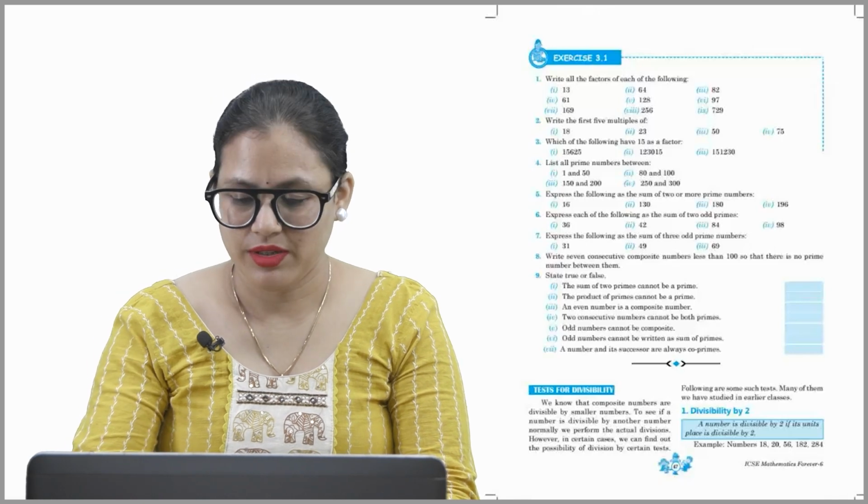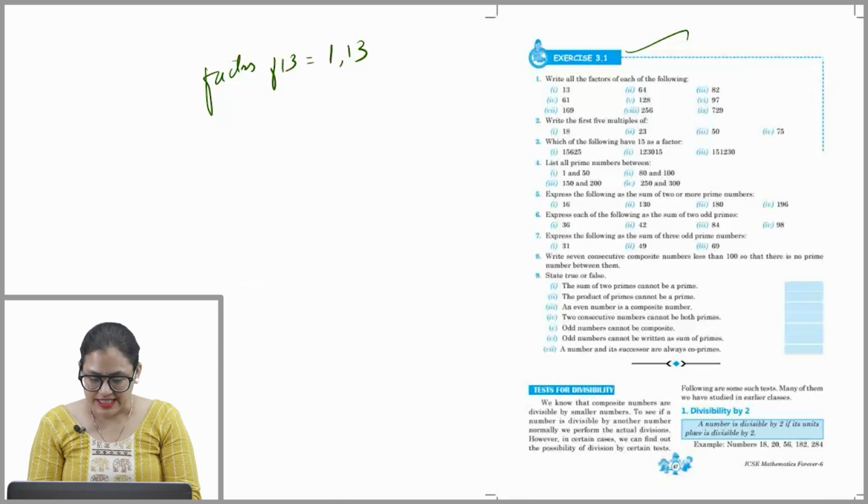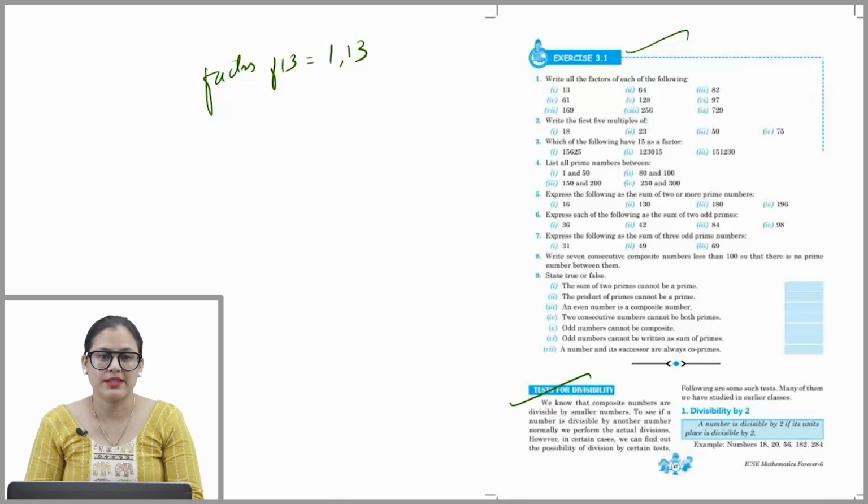Exercise 3.1. Write all the factors of 13. So, 13 has only two factors, 1 and 13. Next, tests for divisibility. We know that composite numbers are divisible by smaller numbers. To see if a number is divisible by another number, normally we perform the actual division. However, in certain cases, we can find out the possibility of division by certain tests. Following are some such tests.